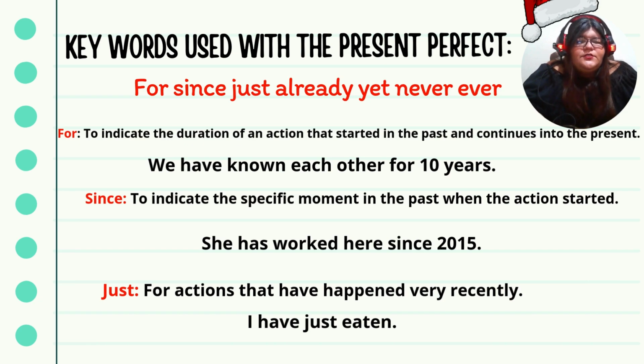Now let's see keywords used with the present perfect. These are like prepositions: for, since, just, already, yet, never, and ever. For, to indicate the duration of an action that started in the past and continues into the present. For example, we have known each other for 10 years. Since, to indicate the specific moment in the past when the action started. She has worked here since 2015. Just, for actions that have happened very recently. I have just eaten.